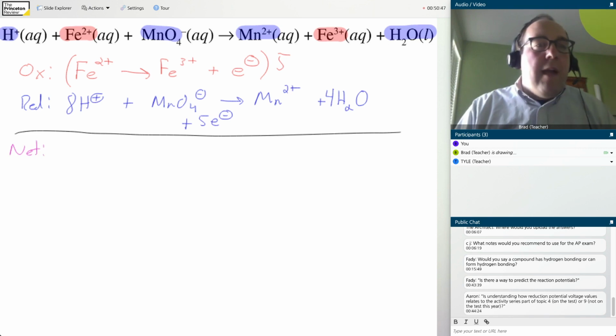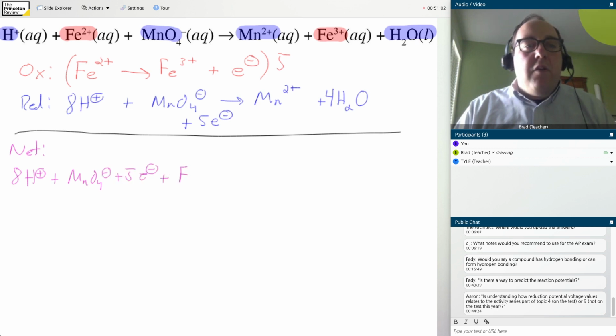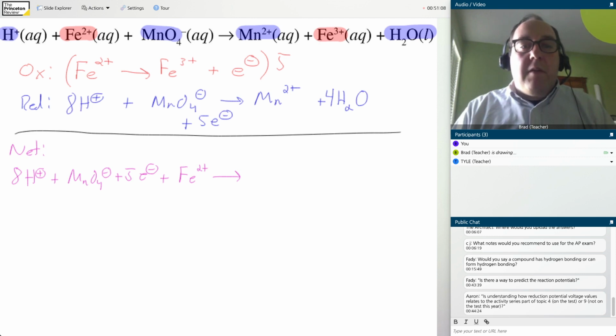All right. So I'm going to add these together, and red plus blue makes purple for my net reaction. My net reaction is just going to take all the species from the starting materials from above. So I have 8 protons. I have a permanganate. I have 5 electrons. And I have an iron 2 plus atom. That's all my starting materials. And now I'm going to add up all the products as well. So I'll end up with iron 3 plus.